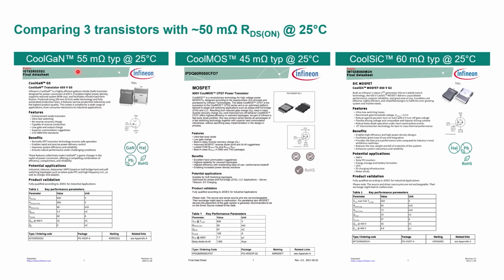So let's start out by taking a look at 3 different technologies of power transistor. The first one we'll look at is CoolGaN. This is a 55 milliohm transistor, and next to that in the center is the silicon equivalent, CoolMOS, that you're probably all familiar with. This is a little bit lower on resistance. It's the closest match in terms of overall capability.